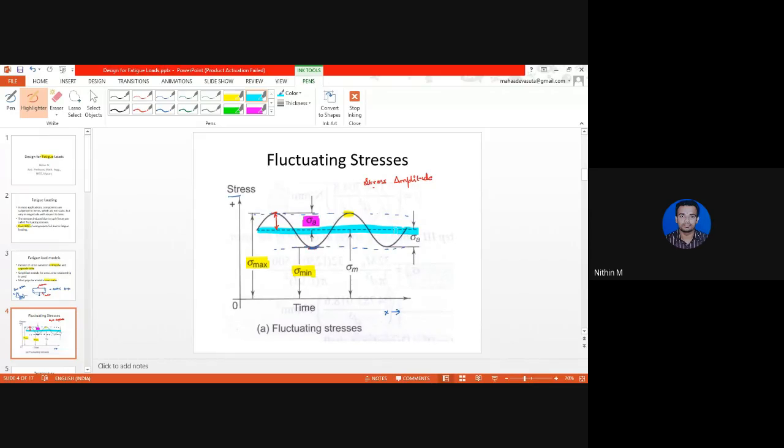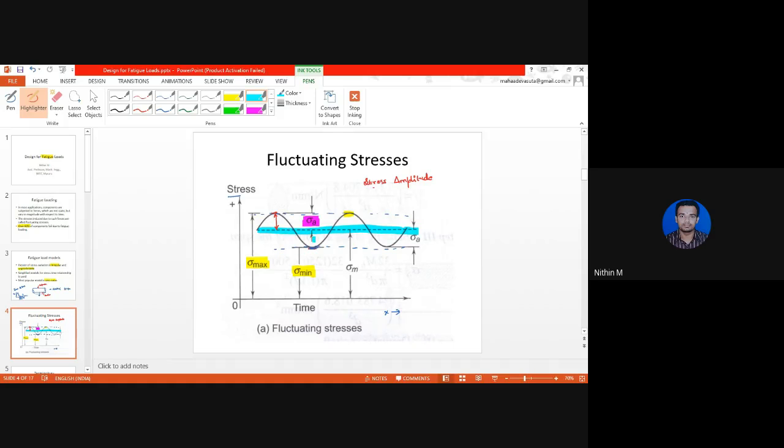The important thing that you need to notice here, there is a minimum value of stress. So sigma minimum is the minimum value of stress. This value of stress is present at all times. This is the least value of stress that is present at all times. As and when time progresses, the value of stress varies from sigma minimum, that is the minimum value, to a maximum value which is represented by sigma max.